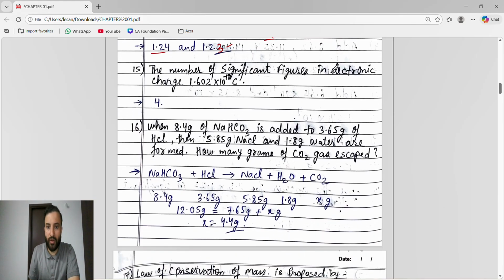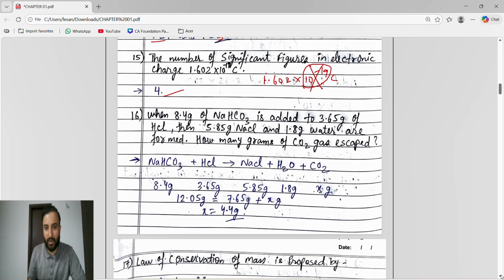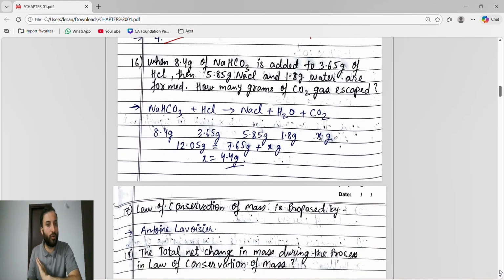The number of significant figure in electronic charges, guys, very important thing. Whenever like the electronic charge, they have written 1.62 into 10 to power of minus 19 coulomb. Guys, this 10 to power anything, whether it is positive value 10 to power or negative value 10 to power, we don't care in the significant figure. So this 10 to power anything, we will not consider it as a significant figure. These are not significant figure. Okay, so just we have to check it out. So 1 2 3 4 significant figure. That's it. You will get any values which is 10 to power, we are not going to consider it as a significant figure.